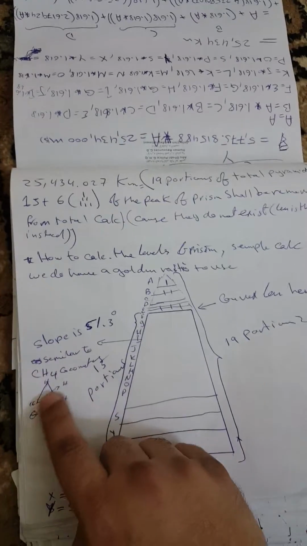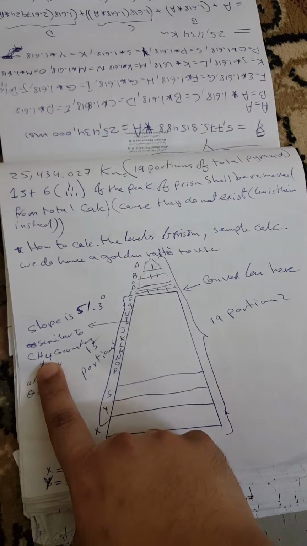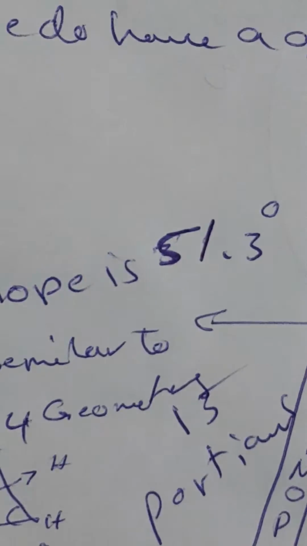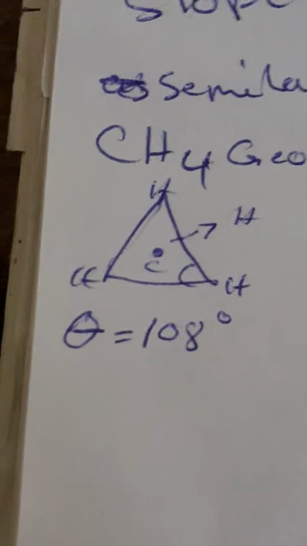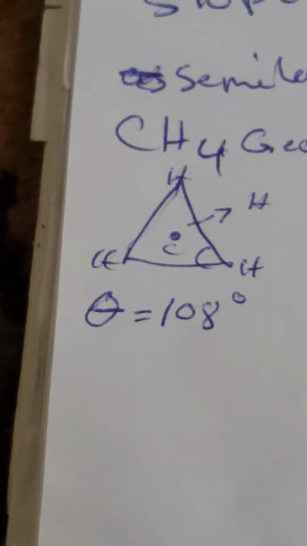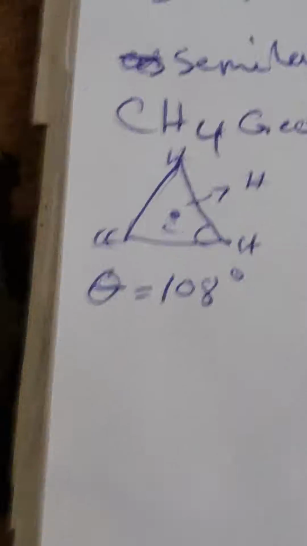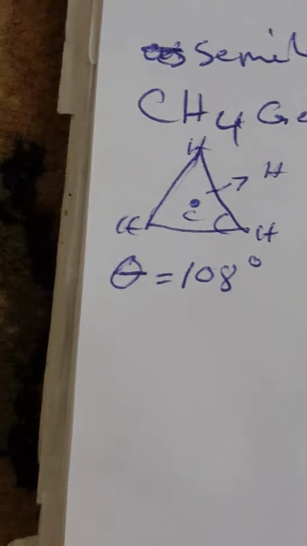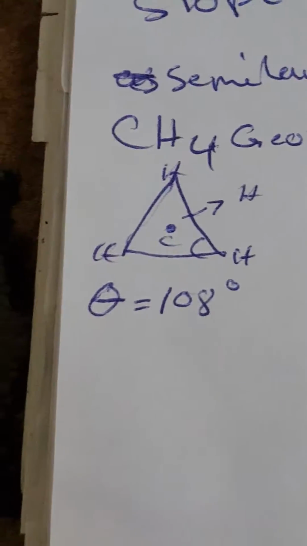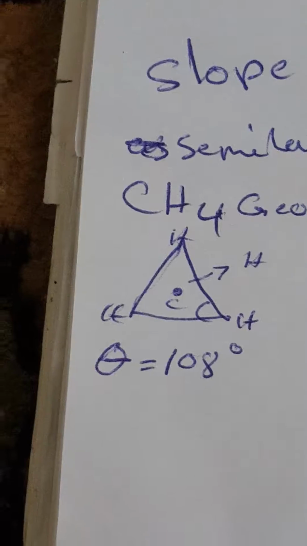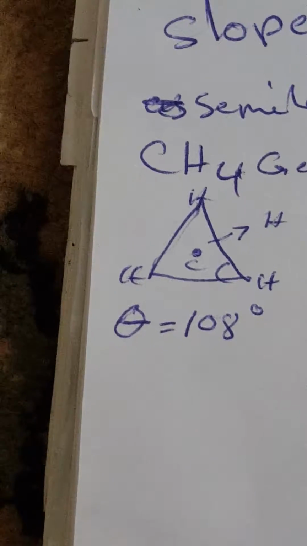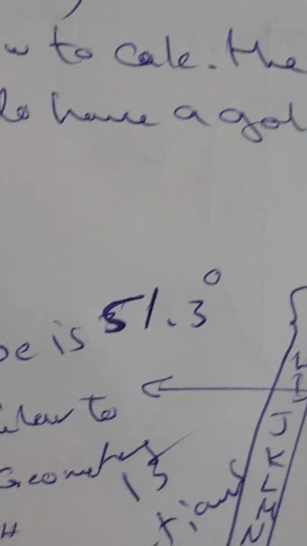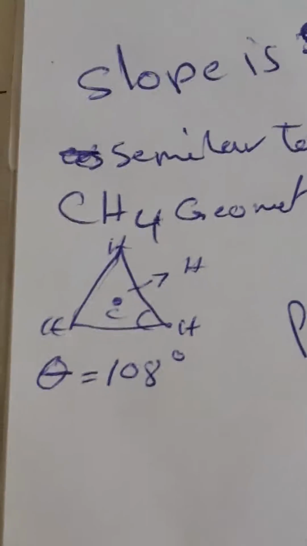at 51.3 degrees, the slope, because CH4, which is methane, has a geometry like this. It's exactly like a pyramid. The C is at the center and the 4 hydrogens are along all sides. The angle between all these sides is 108 degrees, and the face angle slope is 51.3 degrees.